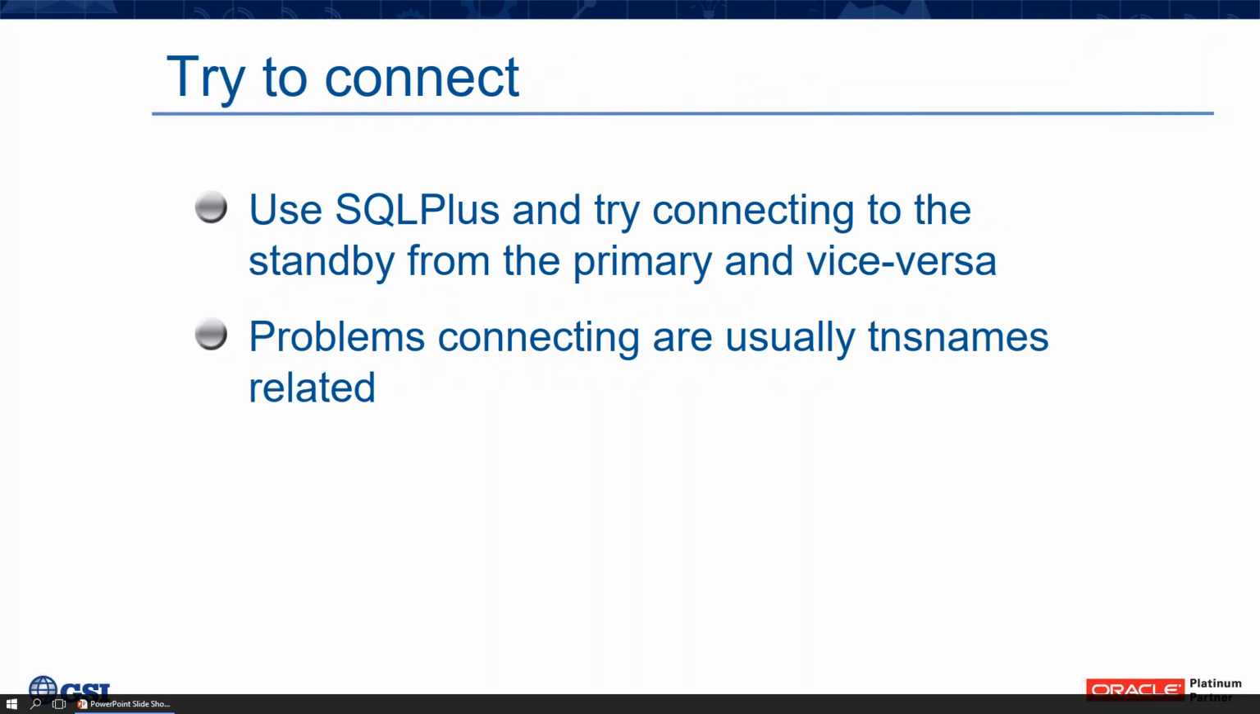Now, to see if you've got this all created right, you want to try to connect to the databases from each other. So you go from the primary database, you use SQL Plus, and you have your TNS names all in the right place. You SQL Plus from the primary to the secondary using the Easy Connect string, and then go to standby and do the same thing. All the problems that you usually have from this is because the TNS names is not set up correctly, or you don't have the same information on both servers.